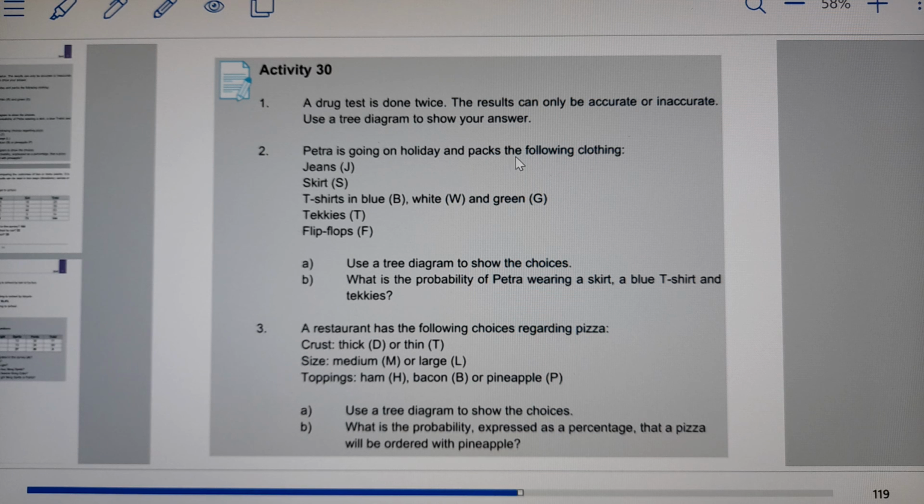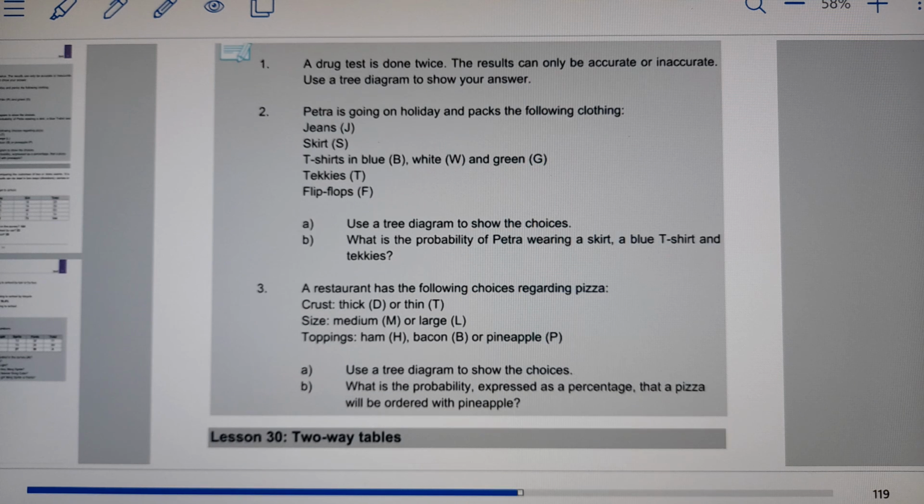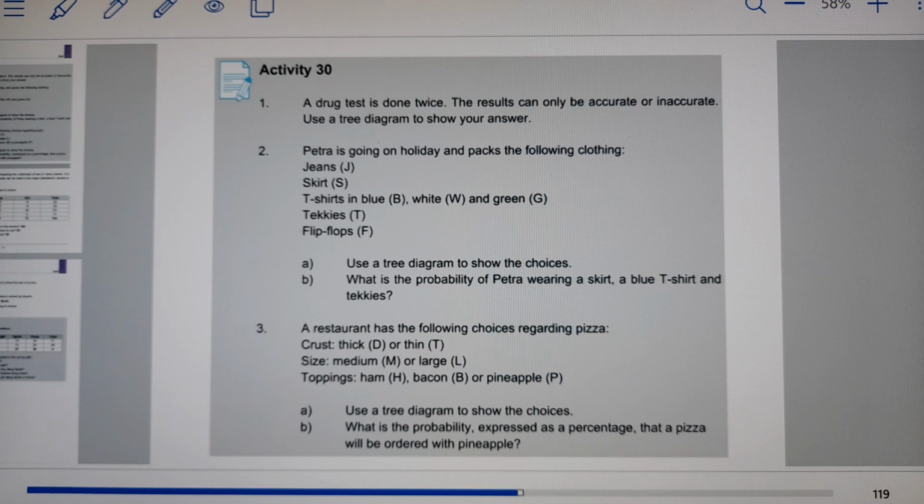Now with that, you will need to do activity number 30, from number 1 to number 3, not forgetting activity number 29. So at the end of this lesson, you should have done 2 activities, which are activity number 29 and activity number 30. All the best as you are doing these activities.